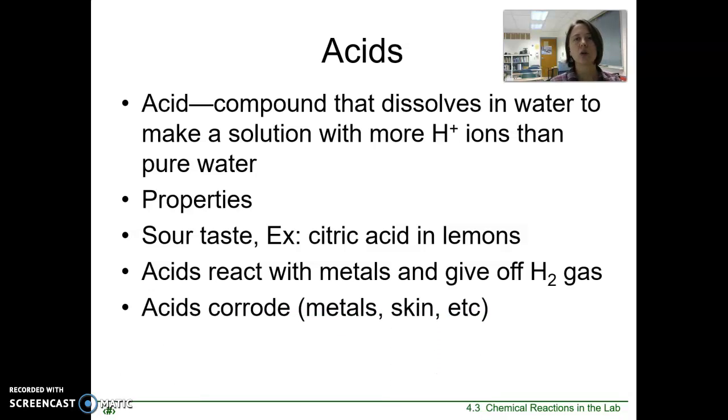Also, acids are corrosive. Acids corrode. They corrode metals, which is what happens during this reaction. They will corrode your skin and most other things that any strong acid gets in contact with. Acids have pHs less than 7 on the pH scale, which goes from 0 to 14. 7 is neutral, below 7 is acidic.